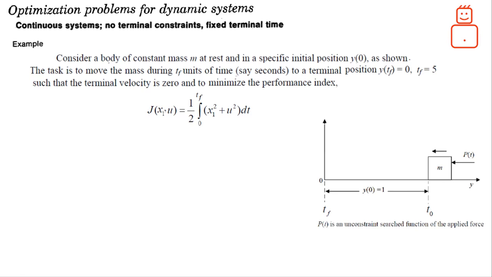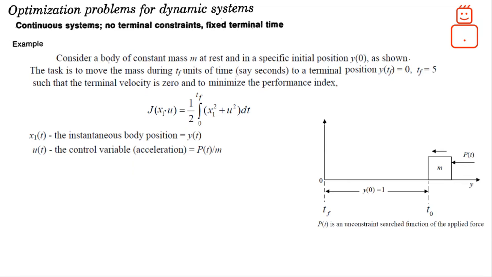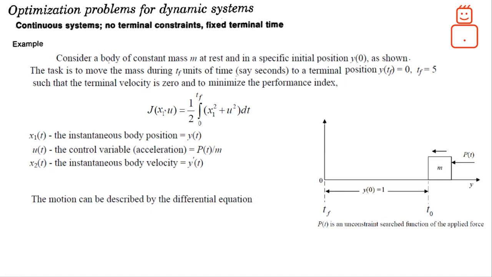To simplify the solution of this problem, we can assume the following. Let x1 of t be the instantaneous body position y of t. Let u of t be the control variable or acceleration, which equals the force p of t divided by the mass m. And finally, let x2 of t be the instantaneous body velocity y dot of t. The motion of the body can be described by the differential equation p of t equal to the multiplication between the mass m of the body and the acceleration y double dot. This is basically the second law of Newton.